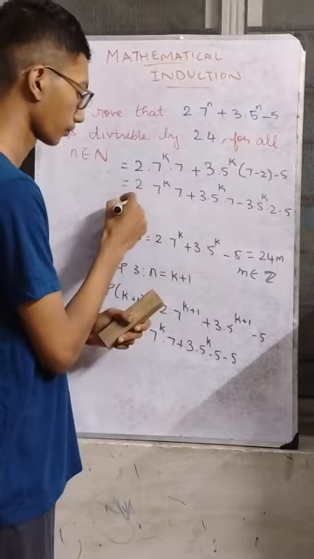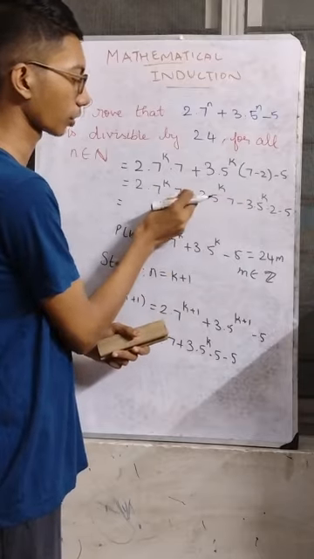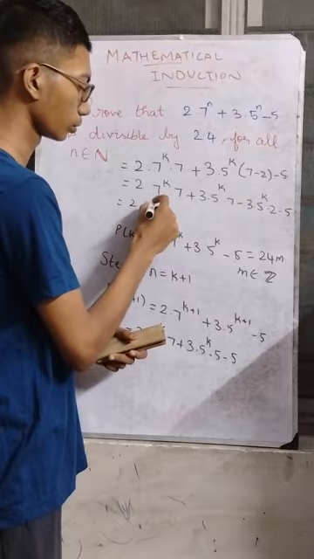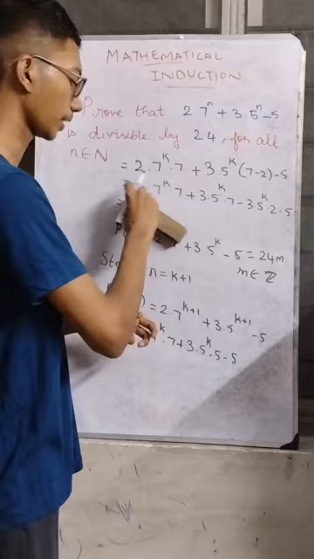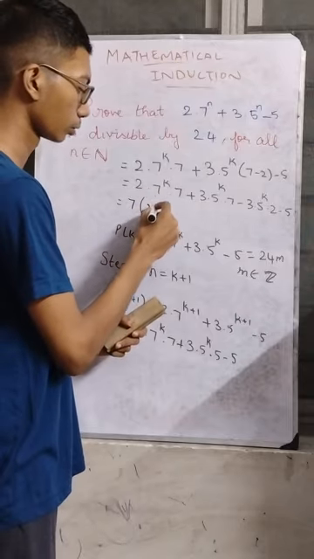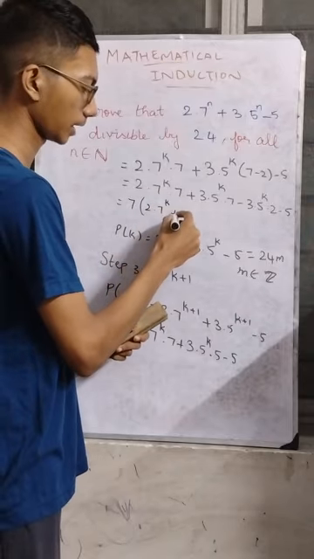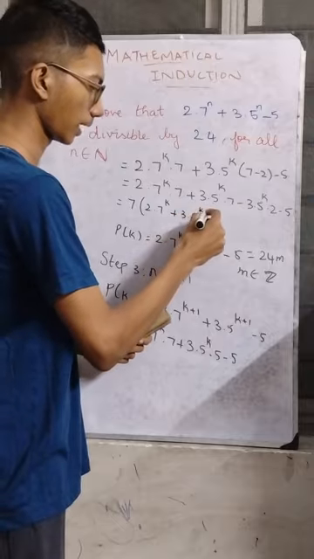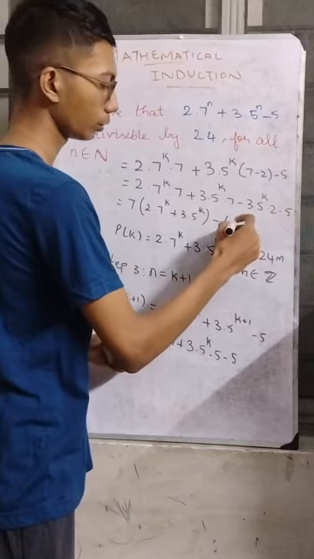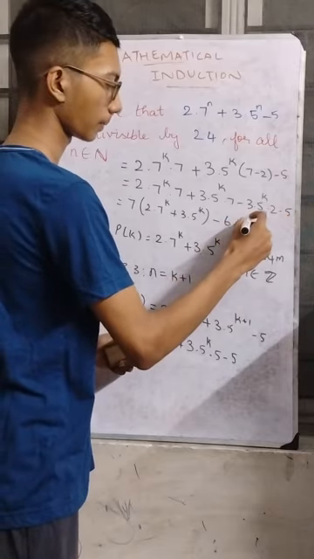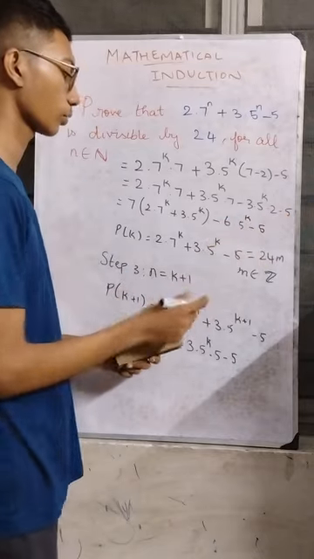So next, we can take 7 common from these two terms. So 7 times (2 times 7 power k plus 3 times 5 power k) minus, we can write it as it is. So we can multiply this 3 and 2. So 6 times 5 power k minus 5. So this is what we have.